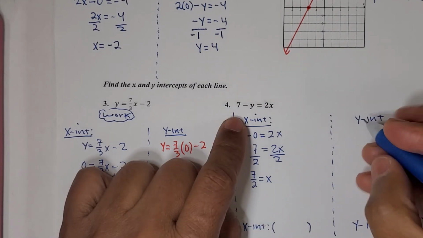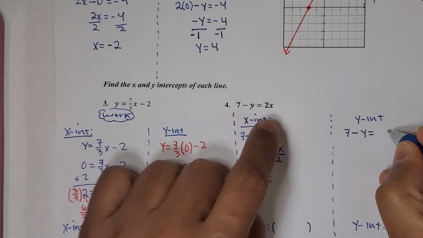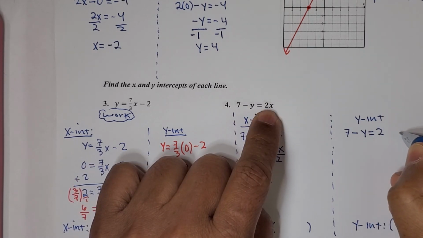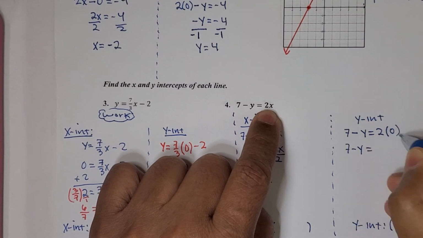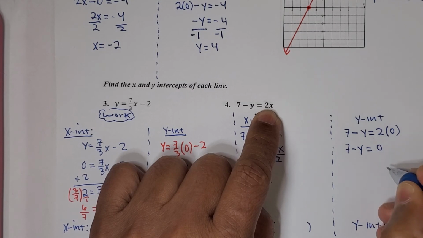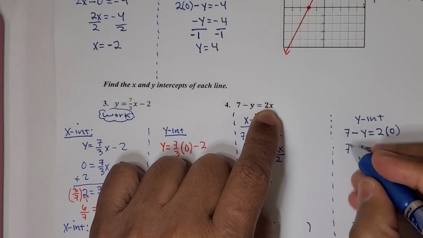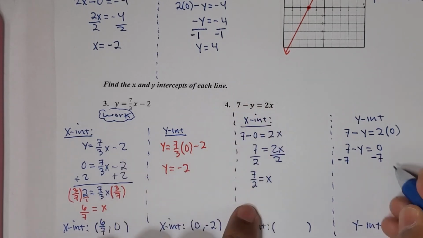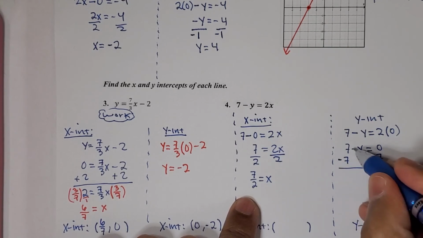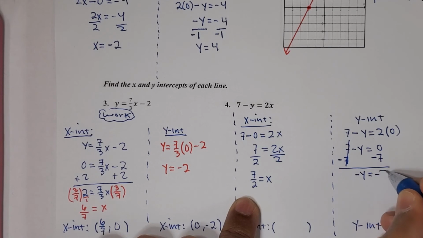Now on this one here, I have 7 minus y equals 2 times x. X is going to be set equal to 0. So then we have 7 minus y equals 2 times 0, which is going to be 0. Now I'm trying to get the y by itself. There's a positive 7. I'm going to subtract 7 from both sides of the equation. Okay, so then here this becomes 0. So then I have negative y equals -7.